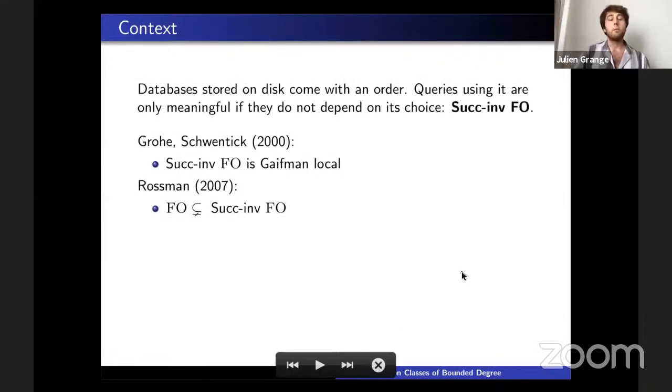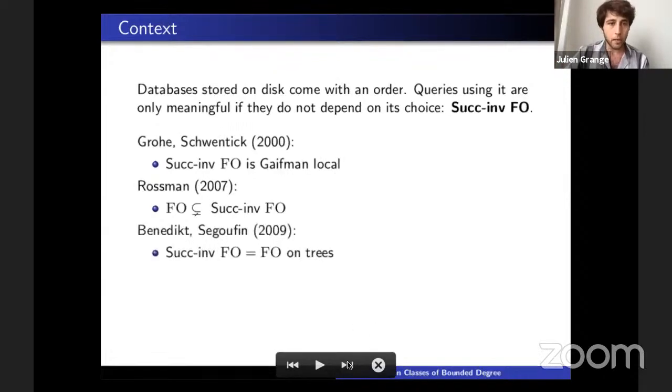Then Rossmann exhibited a separating example showing that successor-invariant FO is able to express more queries than plain first-order logic, and his separating example involves dense classes of structures. So it is not clear whether on sparse classes of structures, having access to a successor in an invariant way adds to the expressive power of first-order logic.